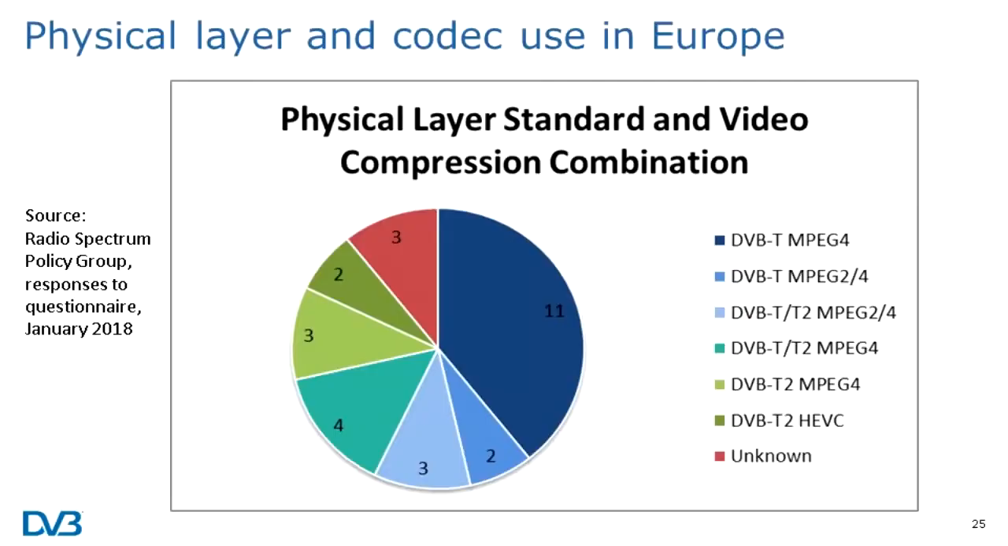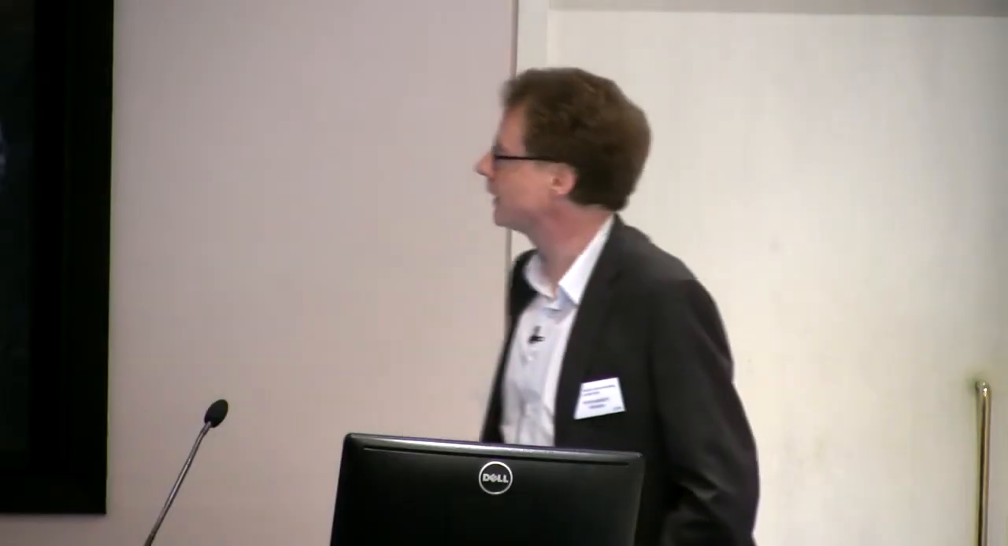And so we stripped this data apart and came up with this pie chart that shows that DVB-T MPEG-4, for example, is the dark blue area. There are 11 countries doing that. And if you look at all of the ones that DVB-T are involved in, that's all the way round from here to here. Okay? So that's roughly 70% of them. So there's quite a lot of people who are still using DVB-T in some form or other.